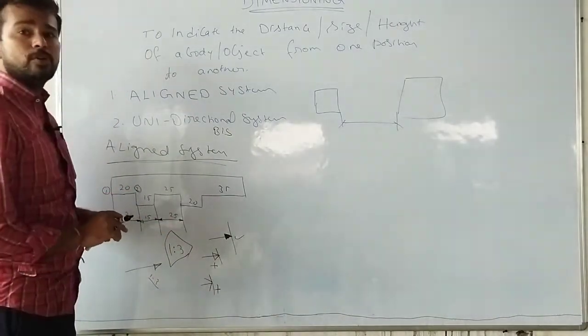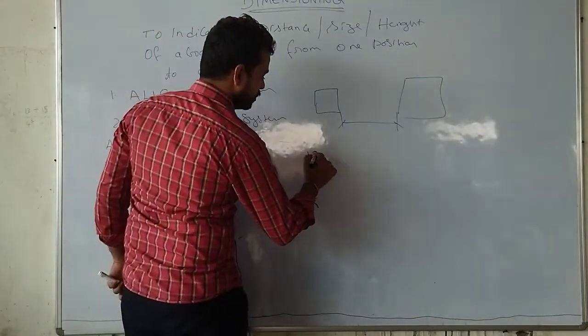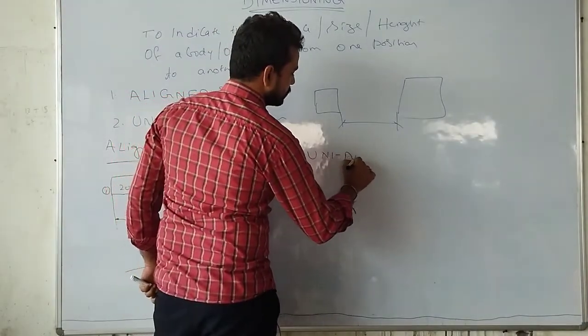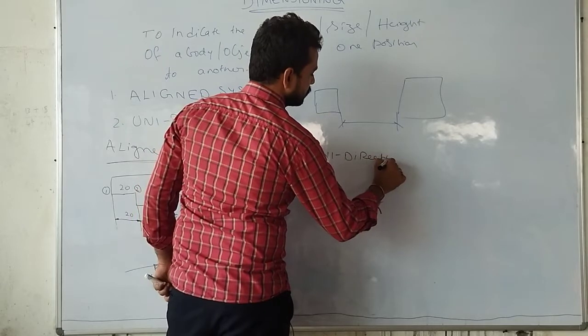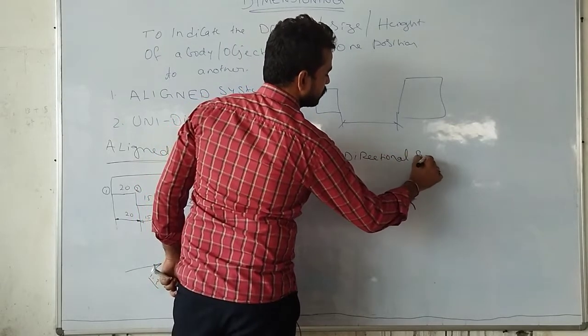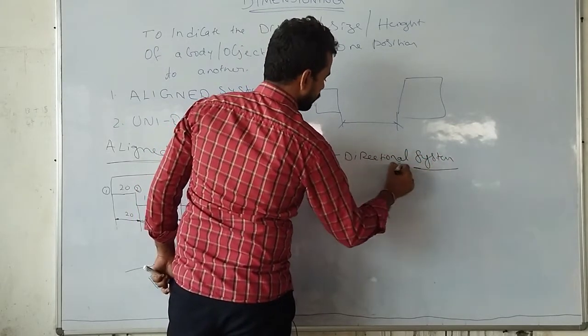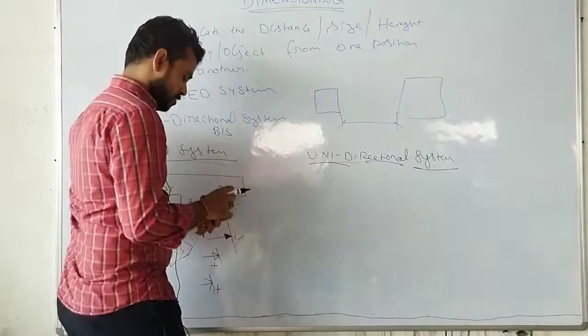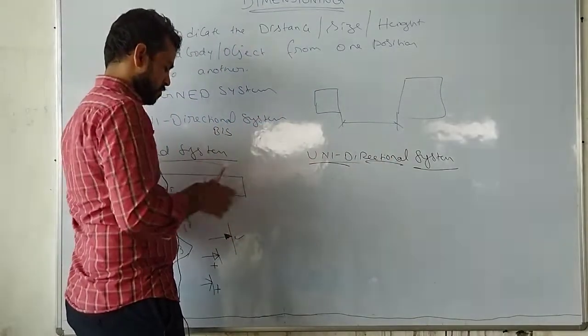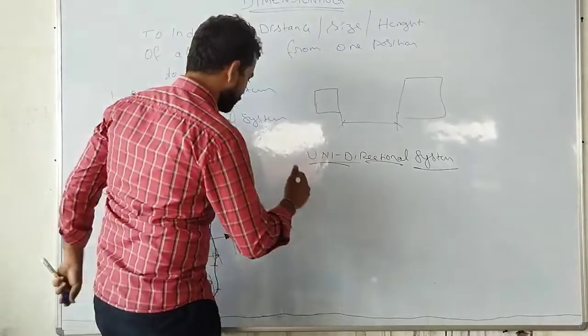Then what about the unidirectional system of dimensioning? Let's see. This is the unidirectional. Take the same diagram.